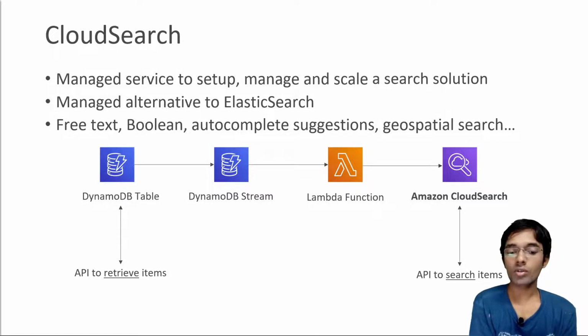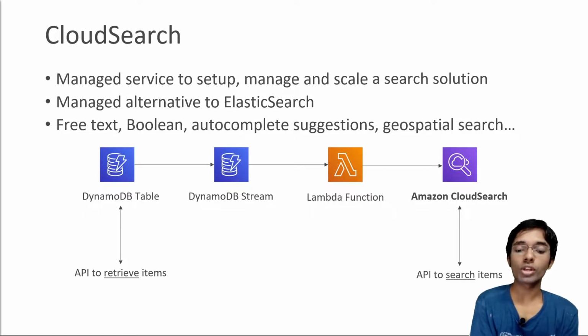You can replace CloudSearch with Elasticsearch. It will be the exact same architecture. The only difference is that Elasticsearch will have an open API and CloudSearch a more AWS proprietary API.